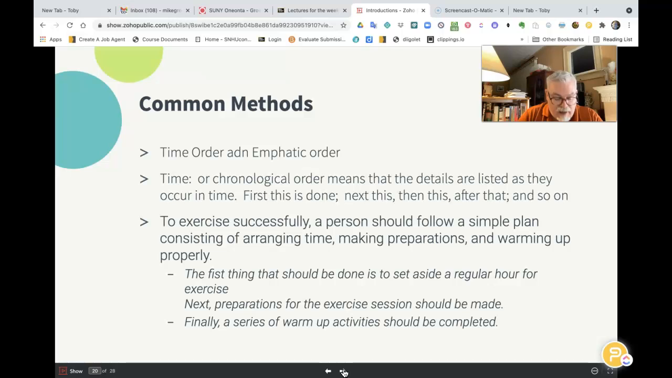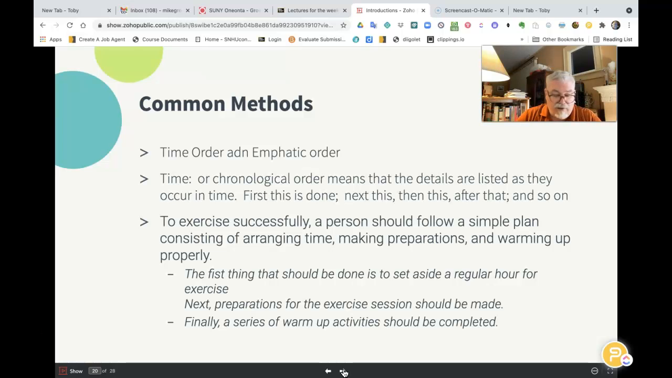So, some common methods, all right? The two most common methods for organizing are either through time order or emphatic order. Time order, we're talking about chronology, okay? If it were something historical, you want to keep the details in chronological order. If there's something that you're explaining, a procedure, you're going to want to keep things in order as they would occur in time. And you do this by using words like, first this is done, or then this happens, or after that we do this, and so on.